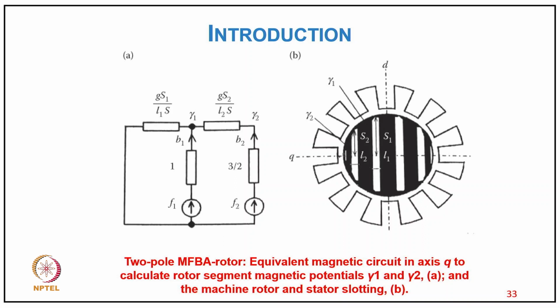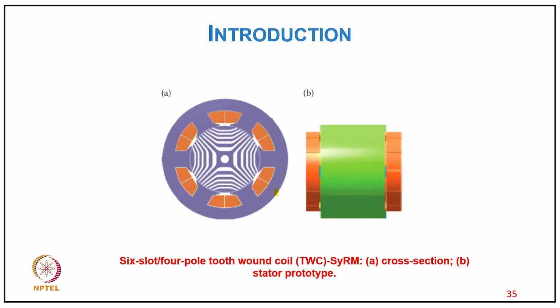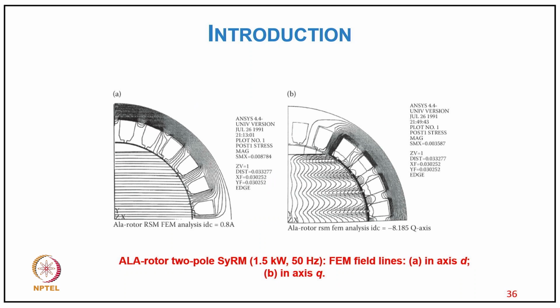Two-pole equivalent magnetic circuit in the Q axis. Calculate the rotor segment magnetic potentials Y1 and Y2 and the machine rotor and stator slotting. Then the 2-pole ALA rotor synchronous motor with the 6-slot 4-pole tooth-wound coil (TW) synchronous mechanical action fan prototype, then the typical ALA rotor 2-pole 1.5 kilowatt 50 Hz FEM lines in D axis and Q axis.